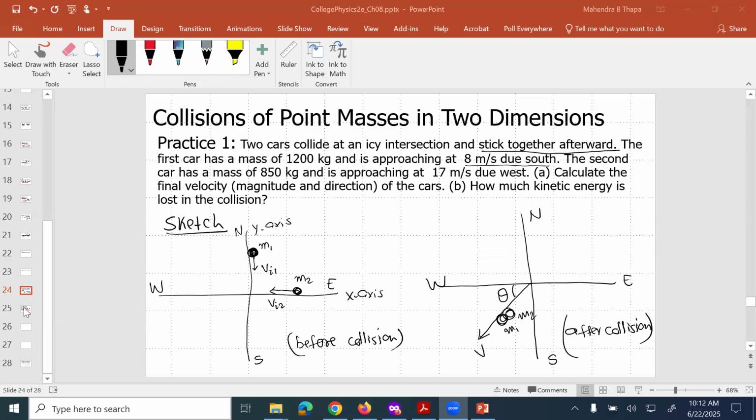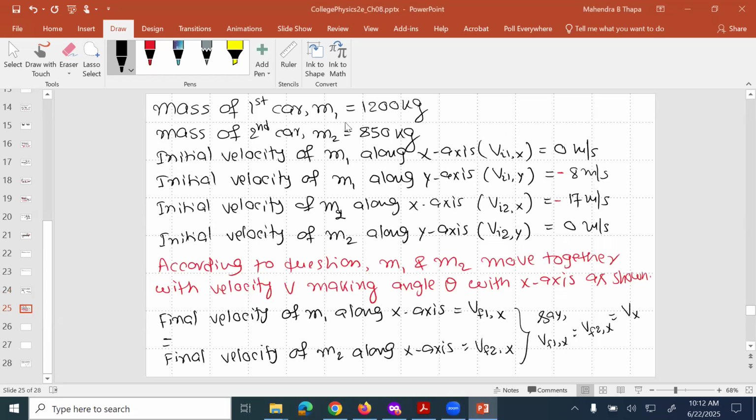So this information is here. These are the symbol key. Be careful here and here. The first car is moving along the y-axis, so no x component. And the second car is moving along the x-axis, so no y component. Here plus and minus are based on my coordinate system: I consider left negative, right positive, up positive, and down negative.